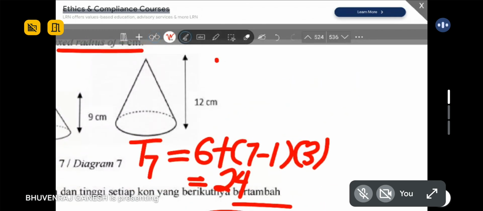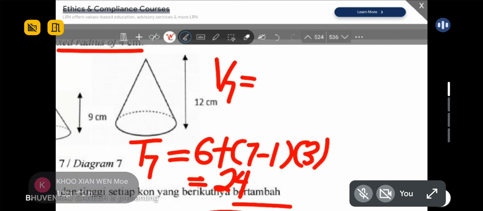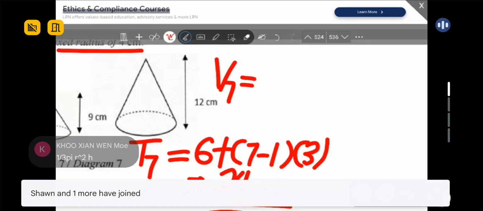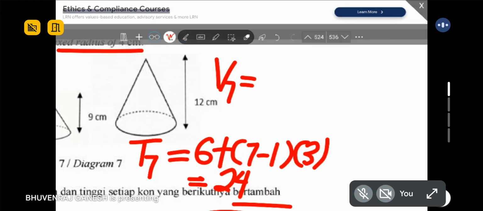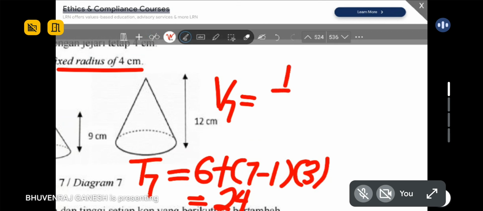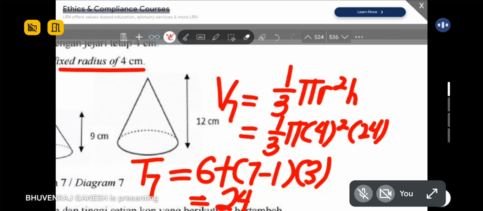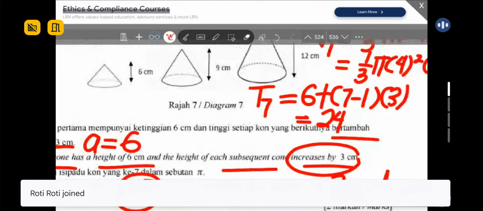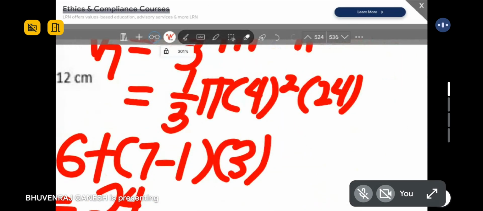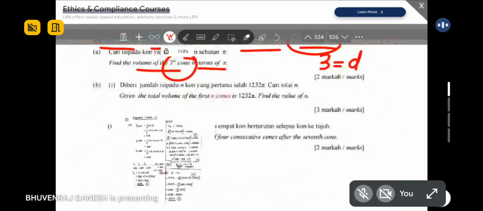Okay, so how to find the volume of your 7 cone? Anyone? What is the formula for volume of cone? Wow, Xian Wen, you answer before I asked the question. So fast come already your answer. Not bad, are you? Okay, the answer is 1 over 3 pi r square h. Correct. Okay, so your radius, jejari is 4. So you just substitute 4 and your height is 24. Press calculator, get the answer. Okay, so in terms of pi, so you need to substitute pi. Okay, so you will get, let me see, the answer.